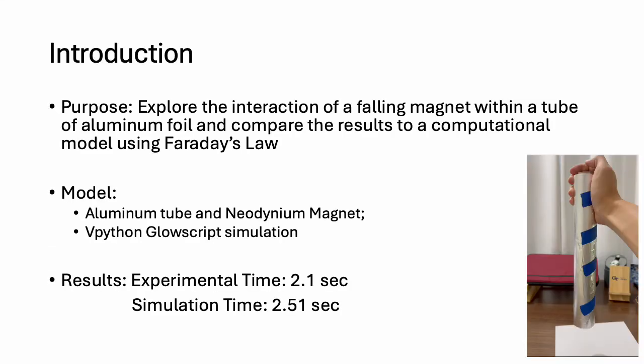So the purpose of this lab is to explore the interaction of a falling magnet within a tube of aluminum foil and compare the results to a computational model using Faraday's law. For this we used two models. We first had, of course, our aluminum foil tube, which we passed the magnet through, and then later on we used a VPython GlowScript simulation. The results for this lab came out to be 2.1 seconds experimentally, and the simulation was around 2.5, so a little bit larger.